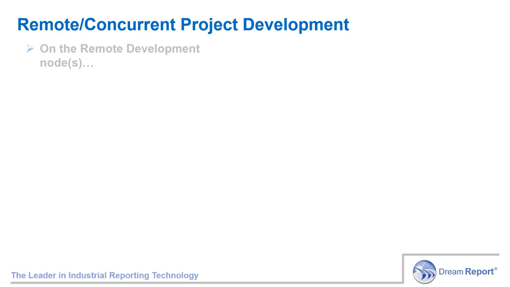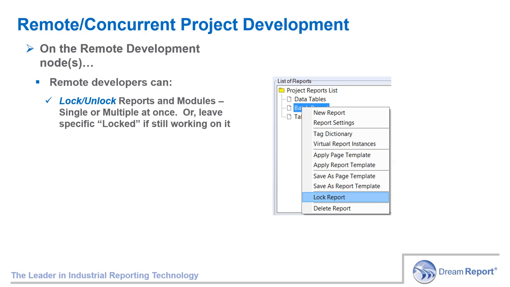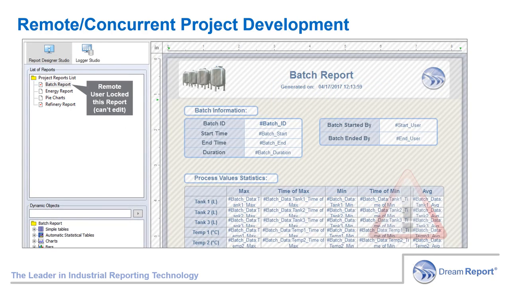At this point, remote developers can lock one or more project modules and/or reports to work on to prevent any other users editing those same reports, and then unlock them when done or leave locked if necessary. Note here that a red dot on the report indicates that the report is locked by another user, and the report appears grayed out for editing.